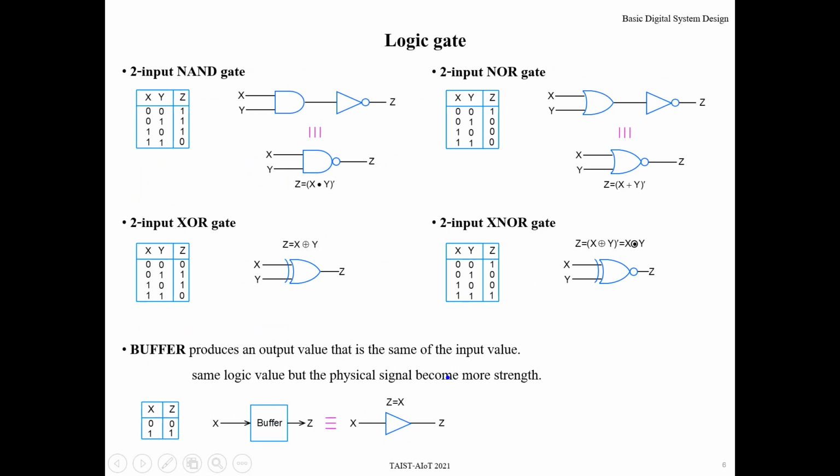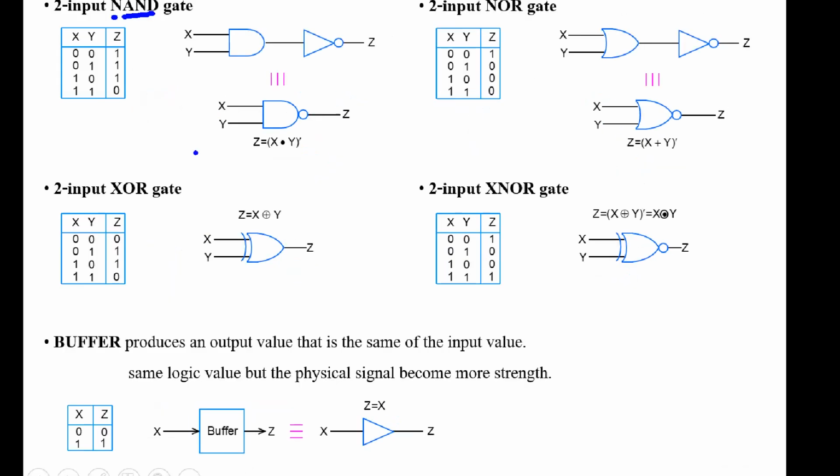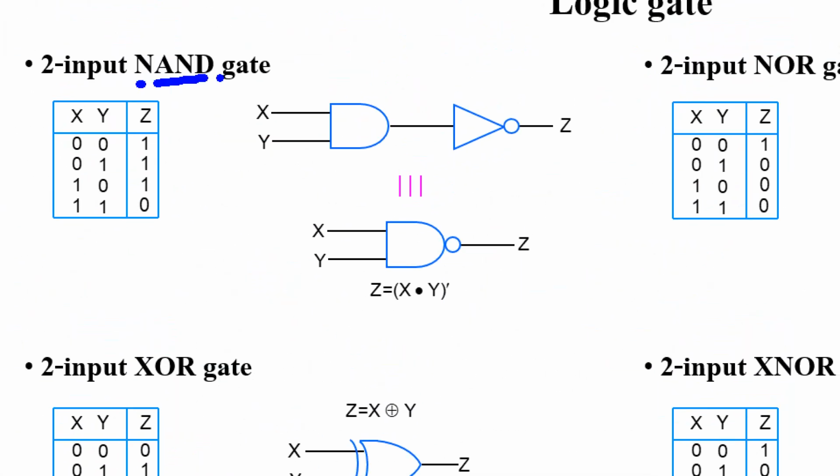And NAND gate. For NAND gate, NAND is not AND. An invert of AND. For AND, the output will be 0, 0, 0, 1. When you invert, it's 1, 1, 1, 0. So we use logic symbol is this one, and then inversion bubble at the output.